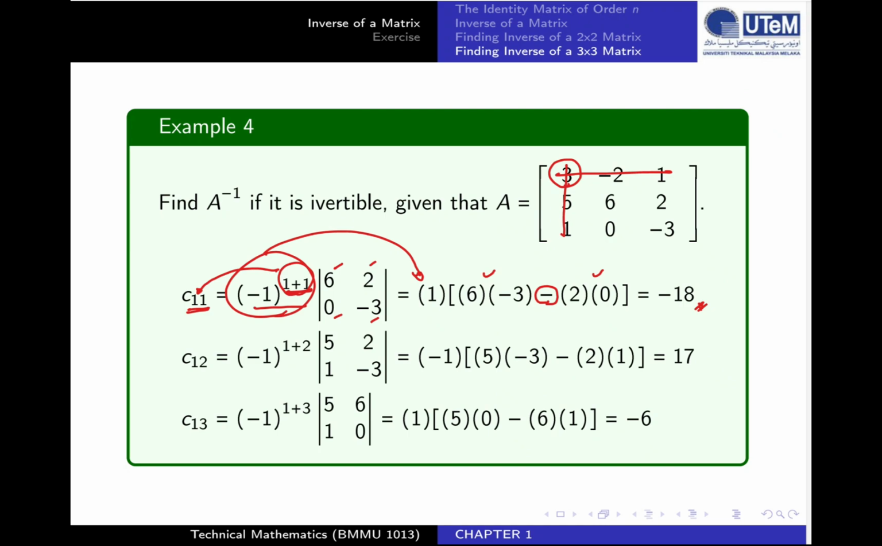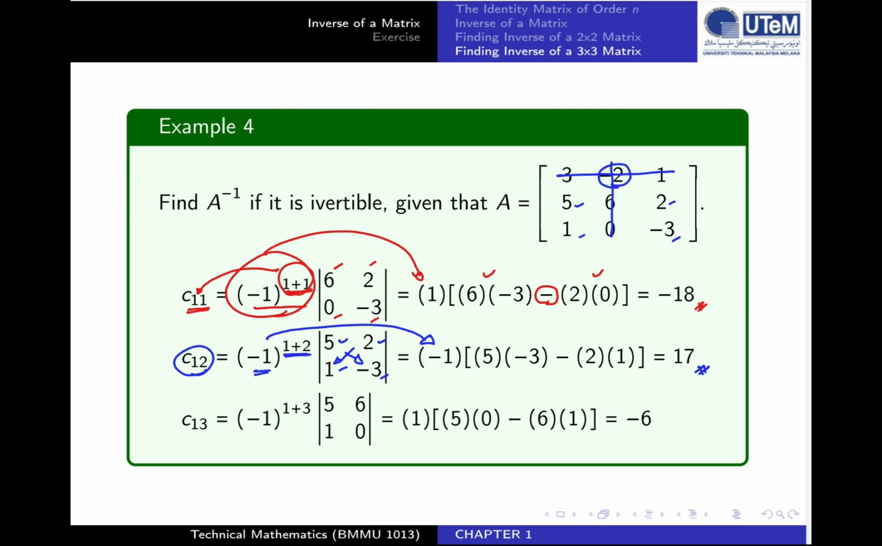Okay, and then next for C12. C12 is this value, which is negative 1 to the power of 1 plus 2, so we can get negative 1 here. We reduce the first row and second column, so the rest values we can get are 5, 2, 1, negative 3. Also the same thing: 5 times negative 3 minus 2 times 1. So we can get 17.